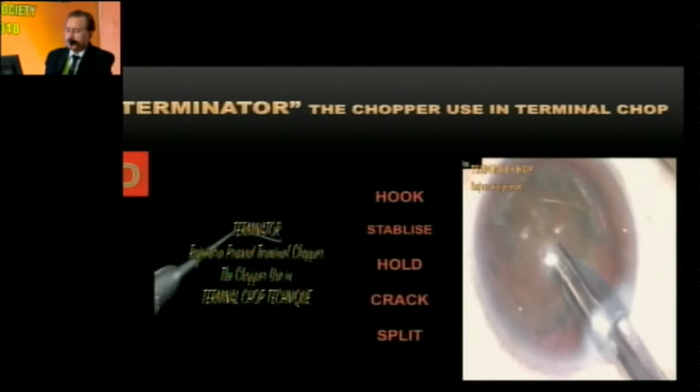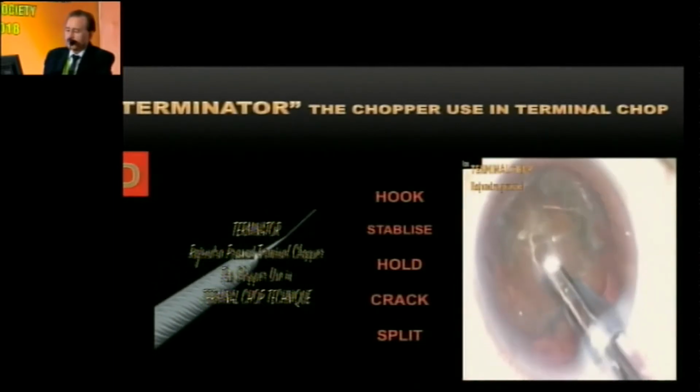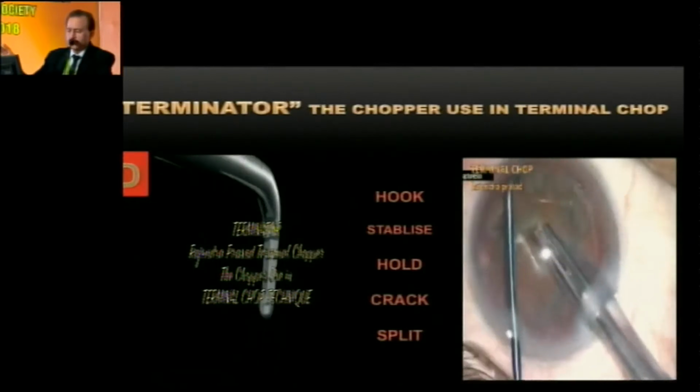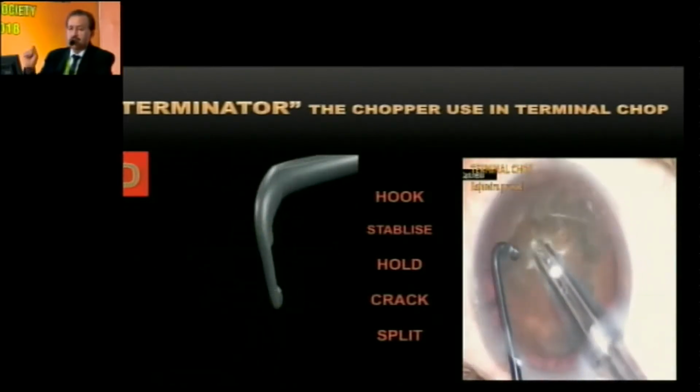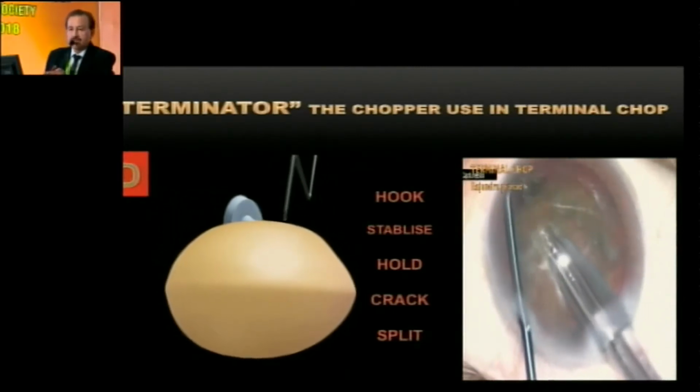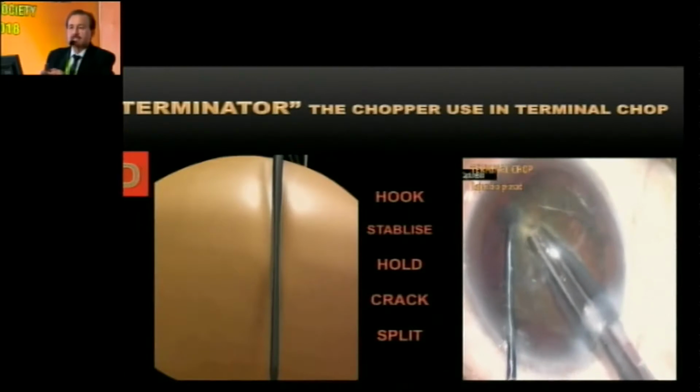And this is how the chopper is used. Otherwise, it looks like any other chopper, but the difference is there in the tip of the chopper. The tip is wedge-shaped, wide, angulated, and its posterior surface is wider.